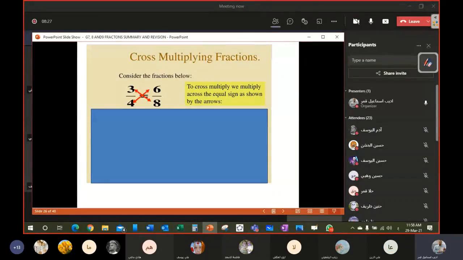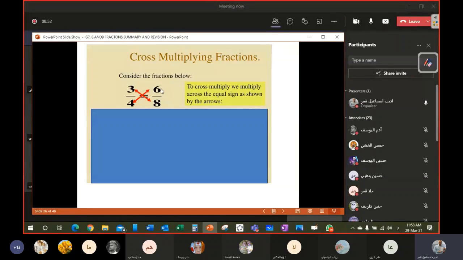In this period we are going to introduce a new objective that you should know about, which is cross multiplication, or cross multiplying fractions. So consider the fractions below. We can do cross multiplying. We multiply 3 by 8 and 4 by 6.